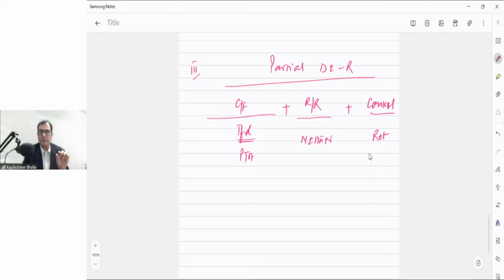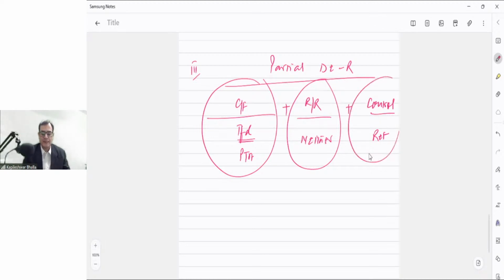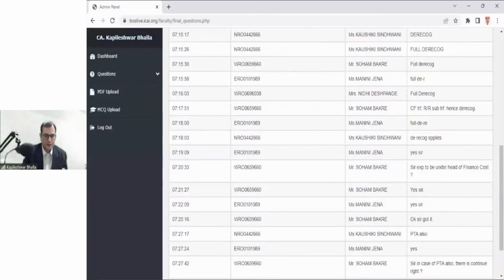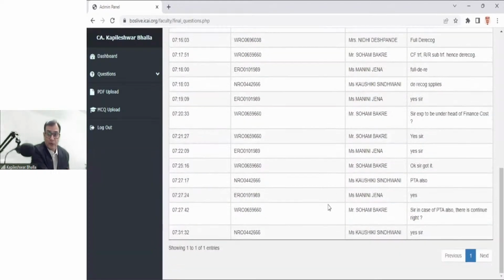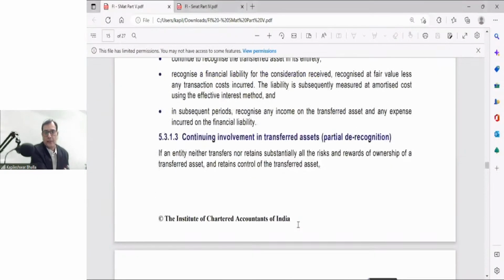That when the cash flows have been transferred, or it's a case of PTA, the risk and reward is neither transferred nor substantially retained, and the control is being retained as well, then it's a case of partial derecognition. Now this is going to be a slightly complicated accounting. So watch this carefully. I'm going to take you to an illustration in the study mat and connect you with this. Let's have a look further at the next illustration.